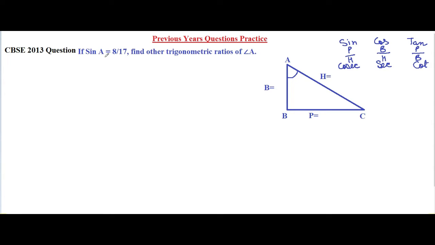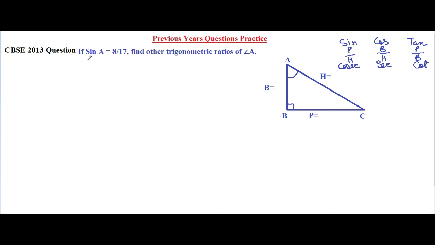Sine A is given. So if sine A is 8 upon 17, we have to find out other trigonometric ratios for angle A. So for this we would need a right angle triangle. So I've made this triangle for you. This is triangle ABC which is right angled at B.